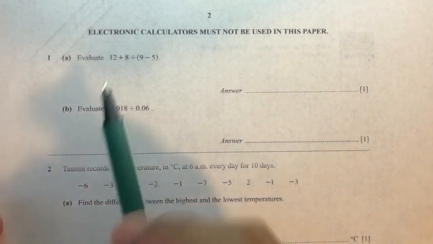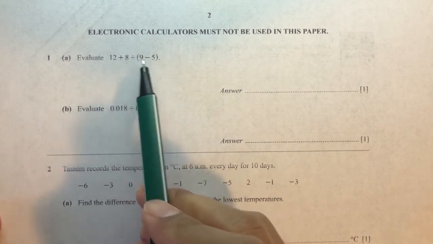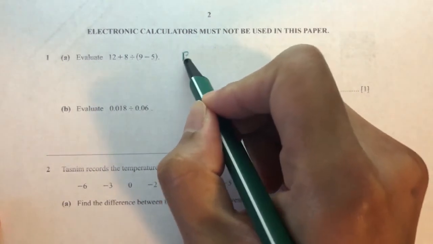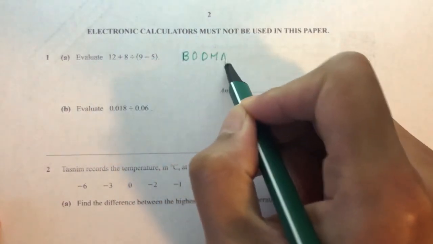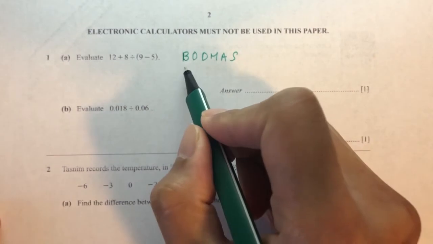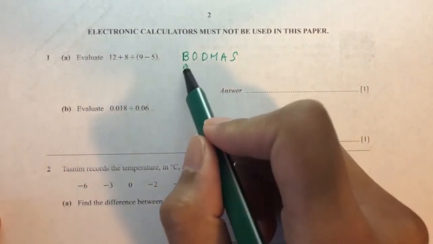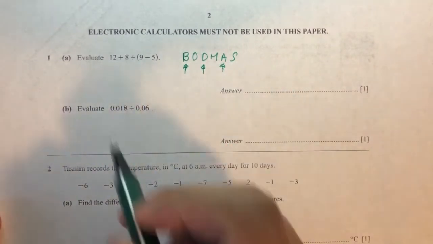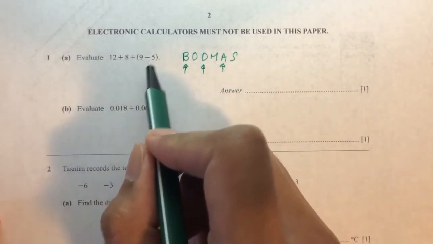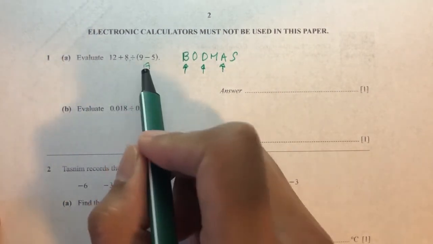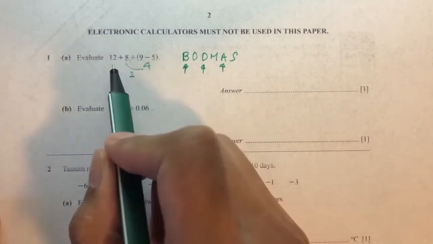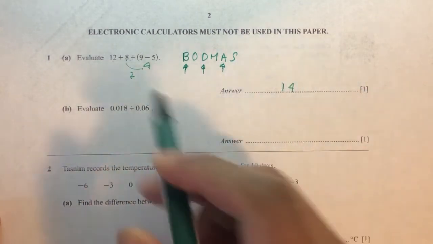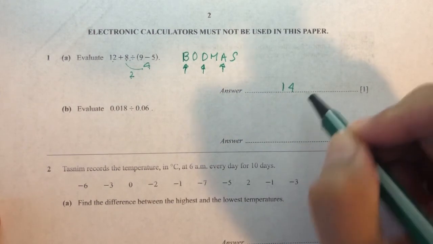So when we see many operations, when we see plus, minus, divide and minus, we have to use BODMAS. B-O-D-M-A-S. Which means we have to do everything inside the bracket first, and then we have to do division, and then last one is addition. So inside the bracket, 9 minus 5 is 4, 8 divided by 4 is 2, and then we do plus, so 12 plus 2 is 14. So that will be answer part A.